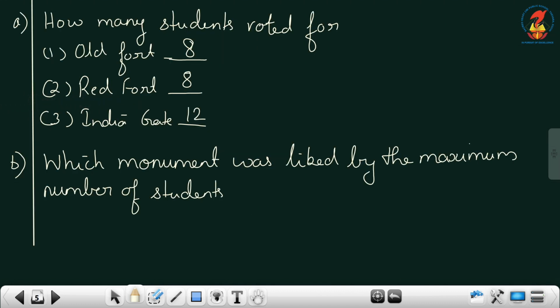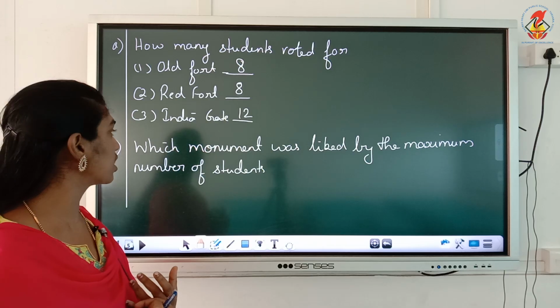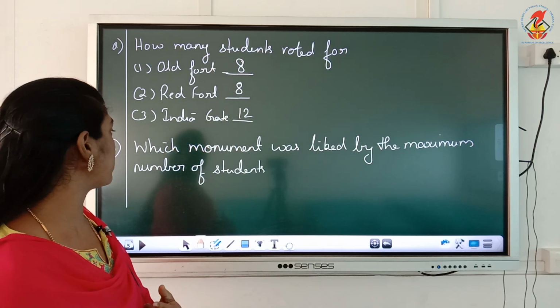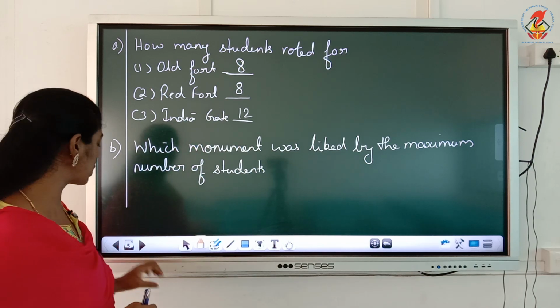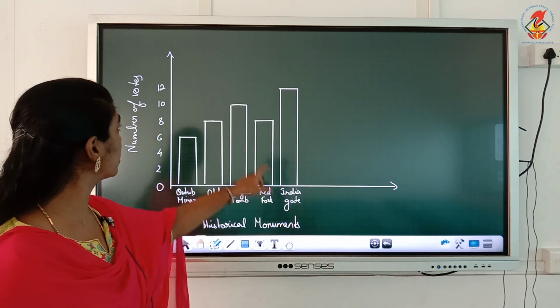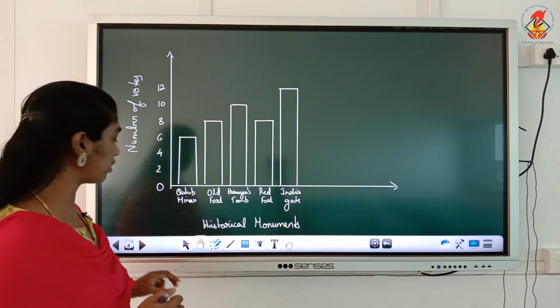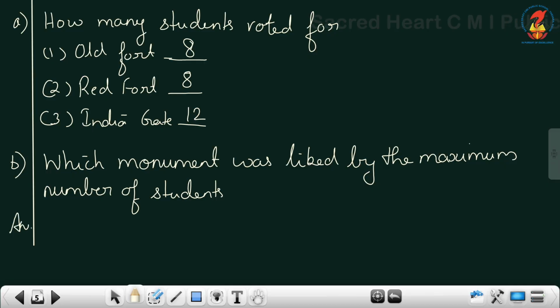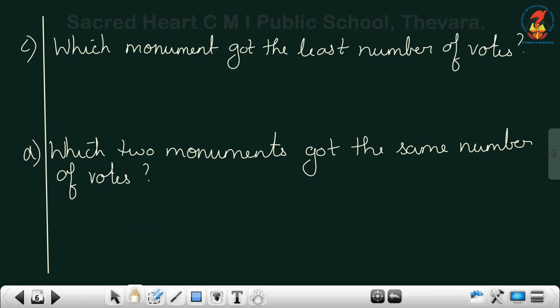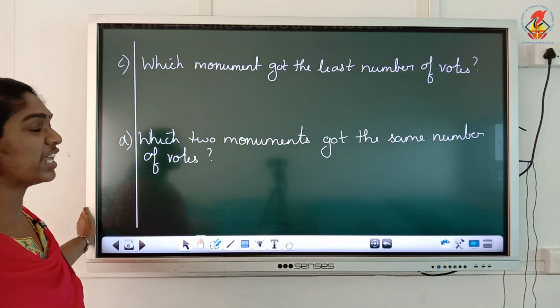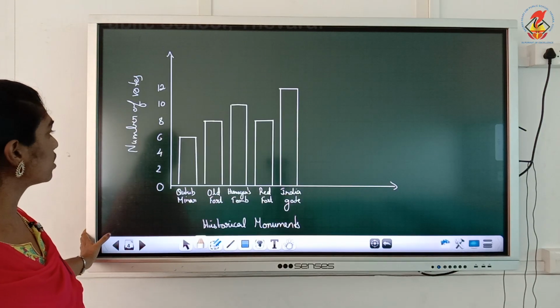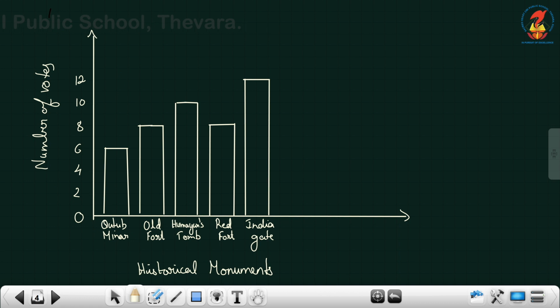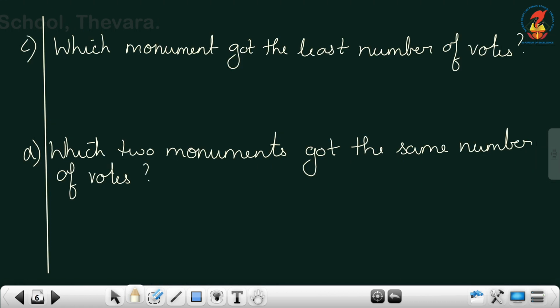So looking at the bar graph, we are answering the questions. Which monument was liked by the maximum number of students? Yes, we have India Gate with 12 students. So the answer is India Gate. Which monument got the least number of votes? You have 6 here, that is Qutub Minar. So the answer is Qutub Minar.